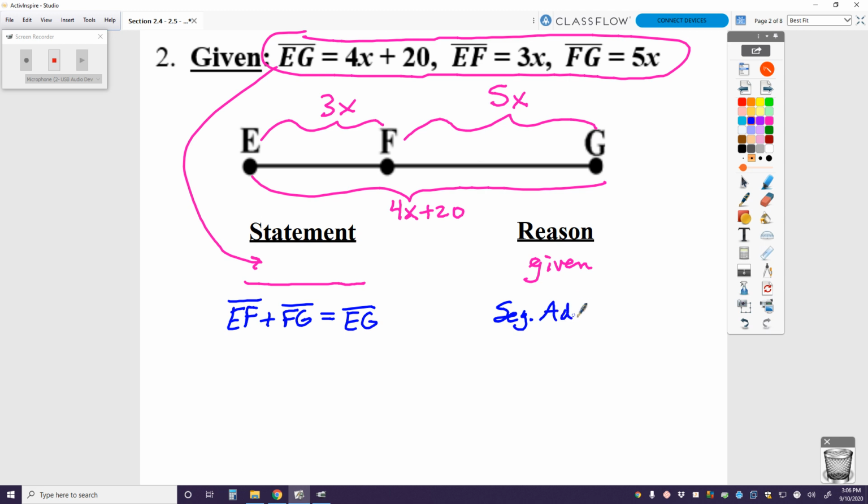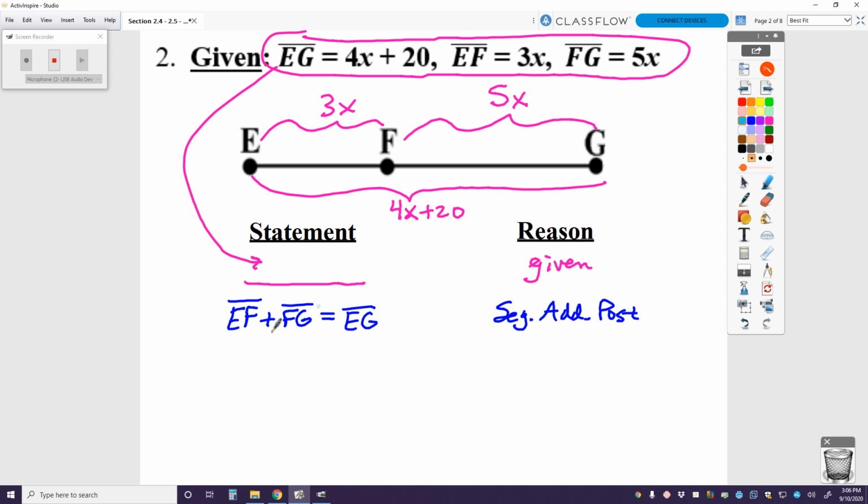So I will do some abbreviating in here. So seg add post for segment addition postulate. If you want to write it all out, knock yourself out. Some students have asked me, can I just call it the SAP? And I say no, because the straight angle postulate is also an SAP. So no, you cannot abbreviate that far.